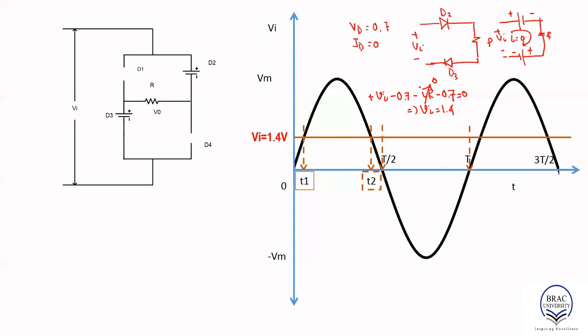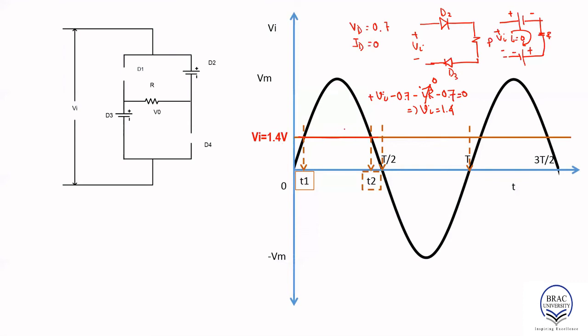So next, what I'm going to do? The next step is to draw the transition state line. So this is our transition state line, and we draw it at Vi equal to 1.4. And what does the transition state line tell us? The transition state line gives us the boundary between the on state of the diode and the off state of the diode.